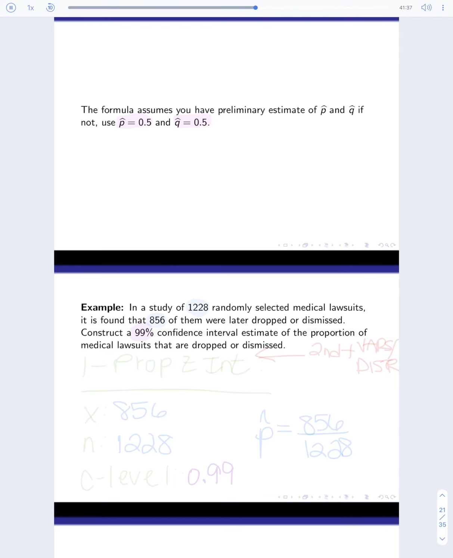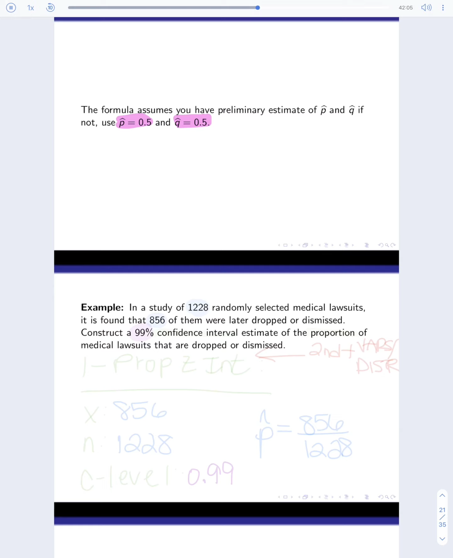Problems will give you a p-hat and a q-hat, or even a way to find a p-hat and q-hat. Most will, though. However, if they don't, it's because they're assuming that the probabilities for p-hat and q-hat are the same, meaning that they are 50-50. So if you know that you need a p-hat and a q-hat and they're not telling you one, you're going to have to use 50-50.